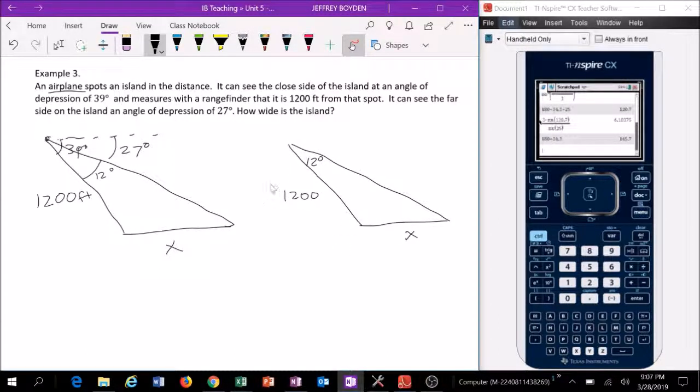There's another angle that we can also find easily. We can also find this one. You have to remember from geometry, we have something horizontal, so those lines are parallel. These are alternate interior angles, so that's 27 degrees.